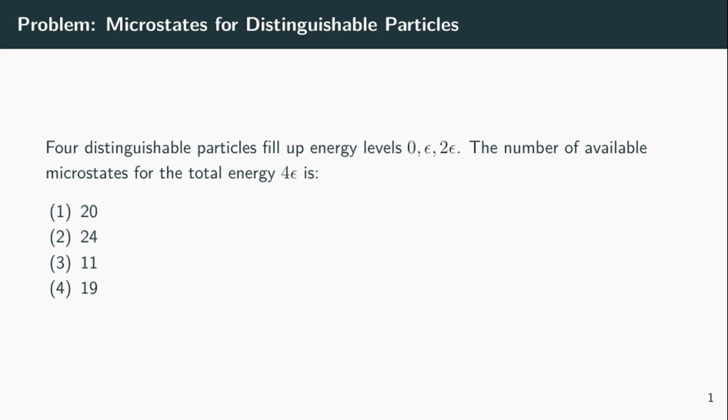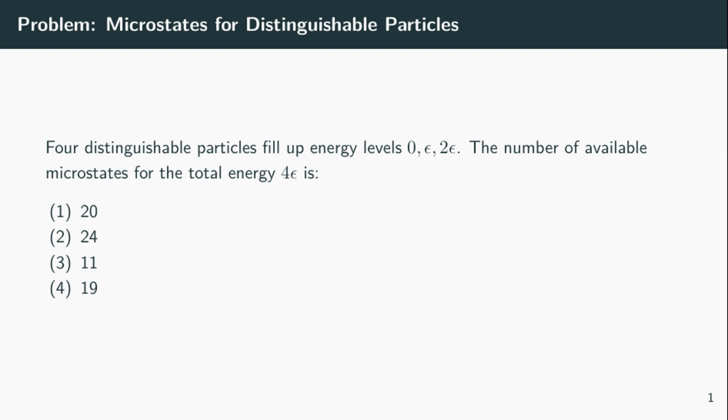Okay, let's break down this problem about finding the number of microstates for distinguishable particles. So here's the problem we are looking at. We have 4 particles and they are distinguishable, meaning we can tell them apart. These particles can occupy 3 different energy levels, 0, epsilon and 2 epsilon.